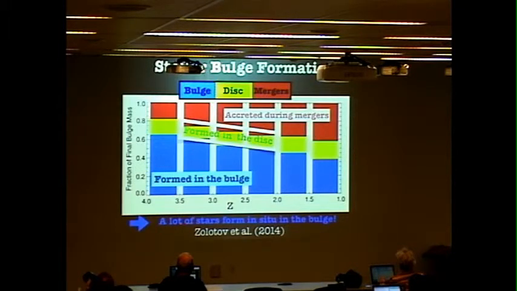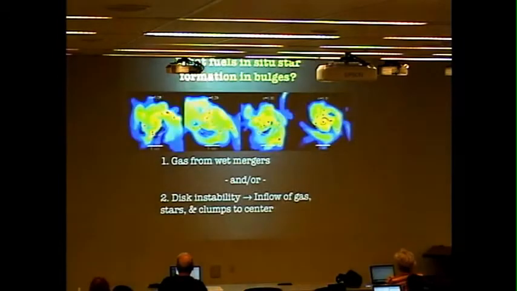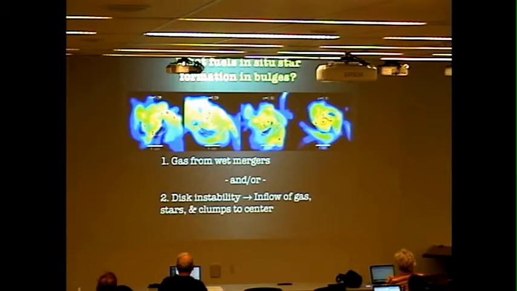So the startling thing that we found was that nearly 60%, or more than 60% of the stars in bulges at redshift 4 formed there. So there's a lot of in situ star formation. And this is true even at redshift 1, where the relative fraction is decreased to 40%, but that's still a lot of in situ star formation. And this tells you that there's a lot of wet inflow. There's a lot of dissipative processes taking place here.